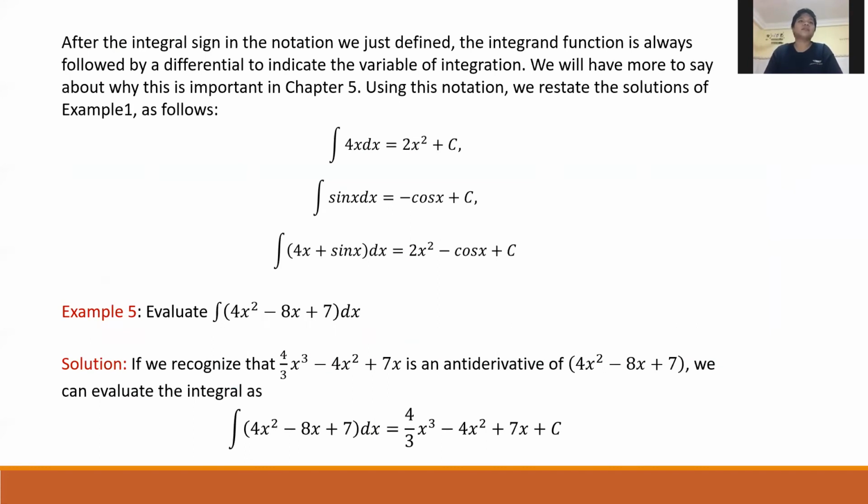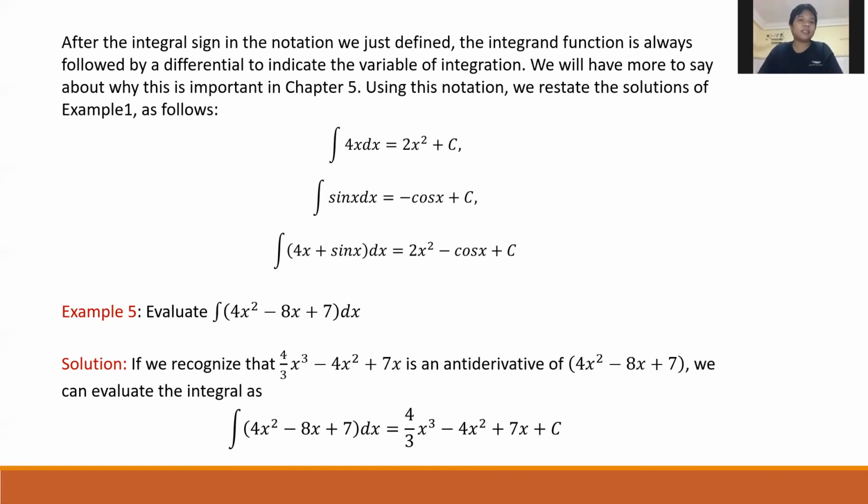After the integral sign in the notation, the integrand function is always followed by a differential to indicate the variable of integration. We will have more to say about why it's important in chapter 5. Using this notation, we restate the solution of example 1 as follows. Integral of 4x dx equal to 2x squared plus c. Integral of sine of x dx equal to minus cosine of x plus c. Integral of 4x plus sine of x dx equal to 2x squared minus cosine of x plus c.